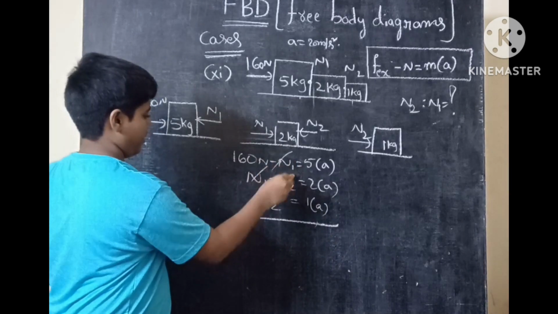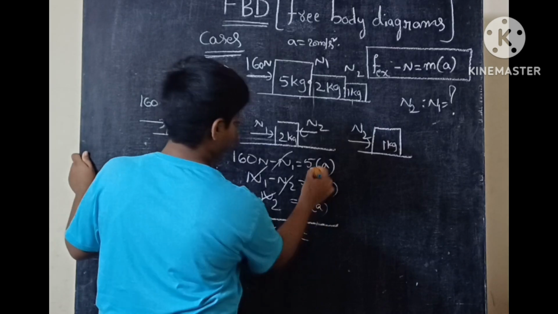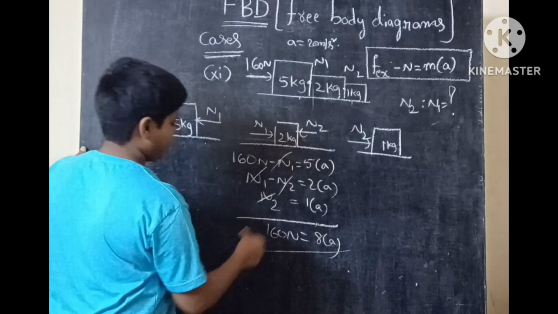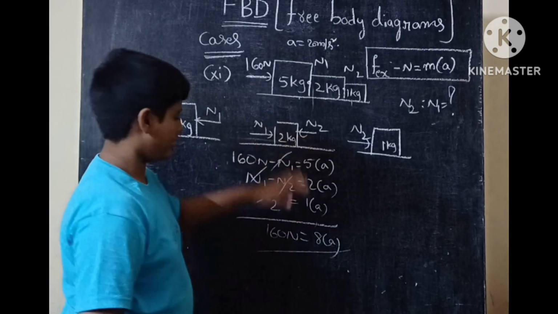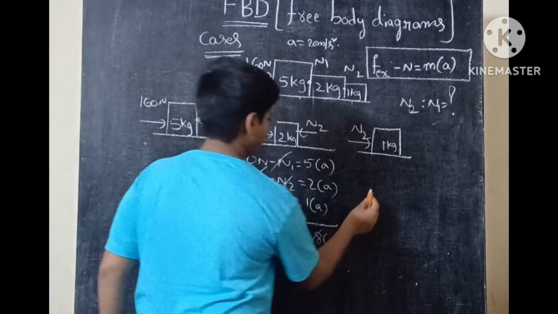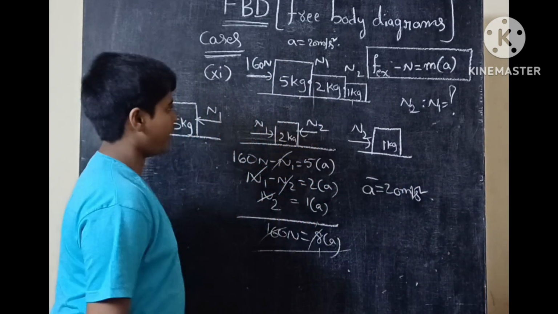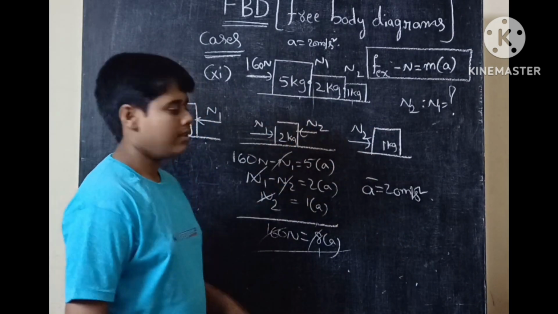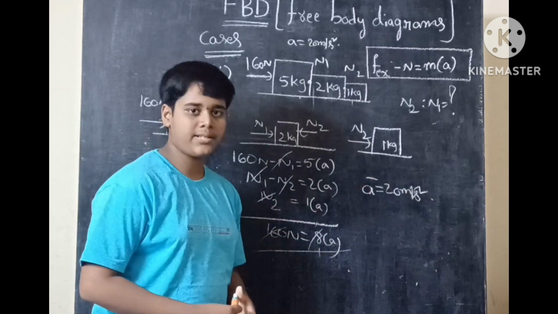Okay, so N1 and N2 get cancelled. So 160 newtons is equal to 5 plus 2 plus 1, which is 8a. Why these terms are cancelled is because these are added. 8 twenties are 160, so acceleration is 20 meter per second square. If I use the formula, acceleration equals force by the sum of masses, the acceleration is the same. When I use FBD equations, acceleration is also the same.